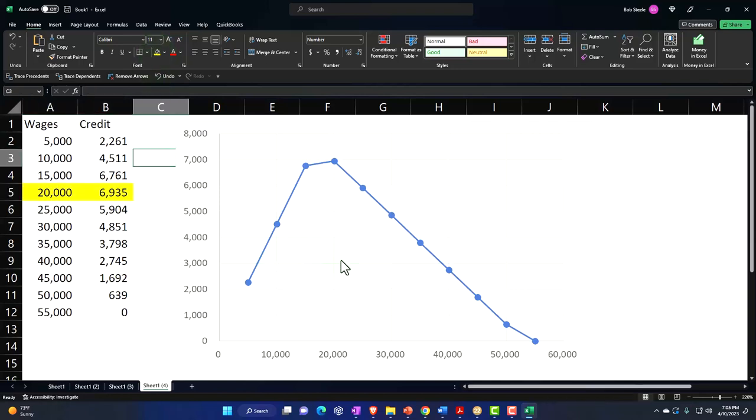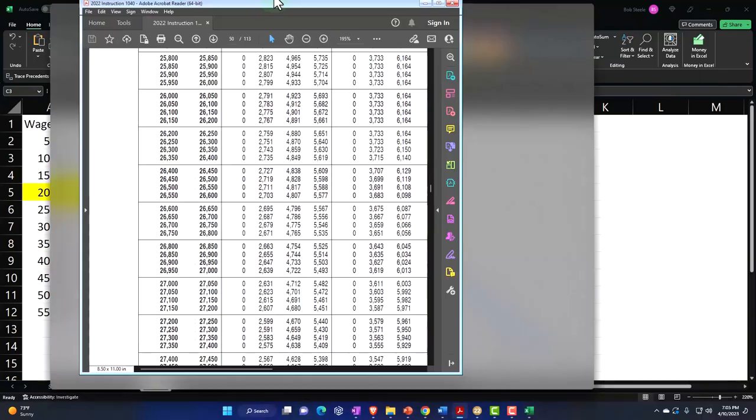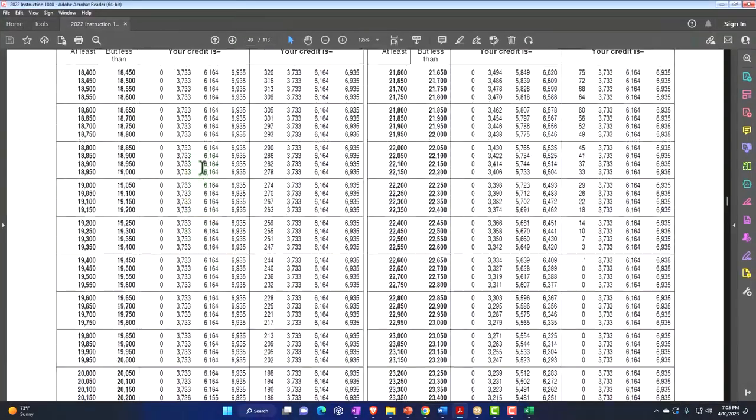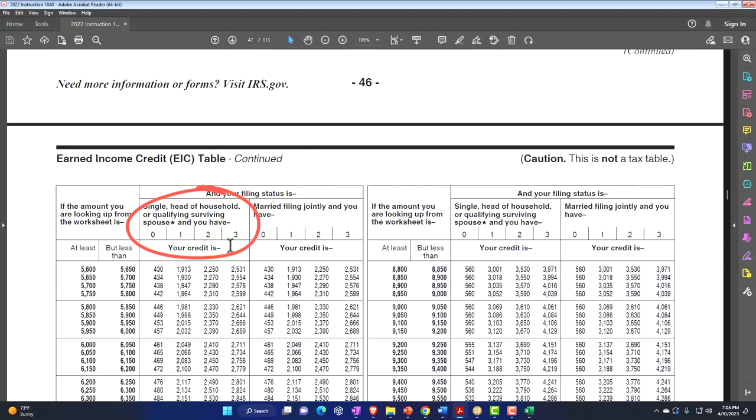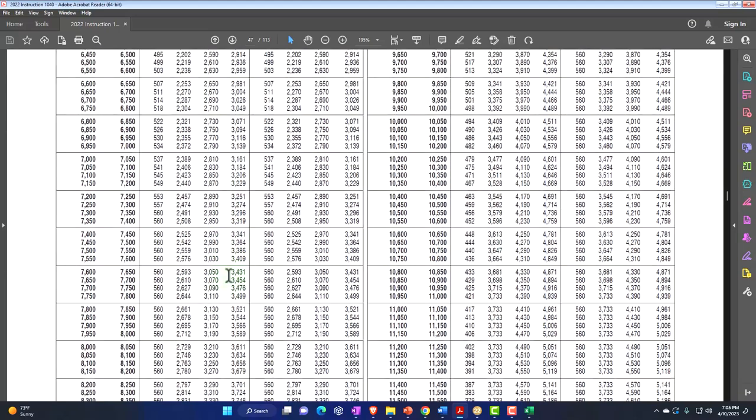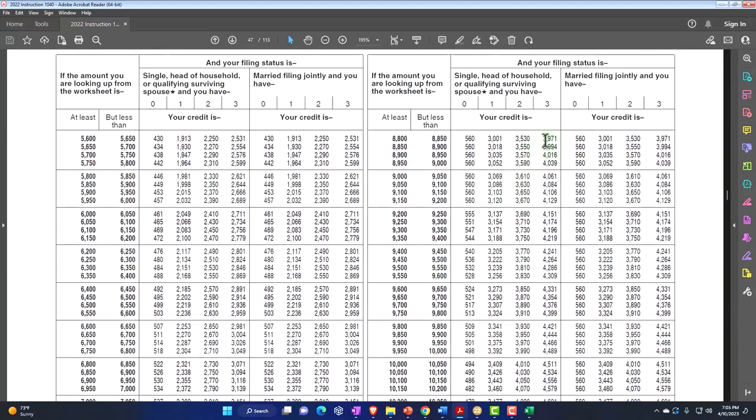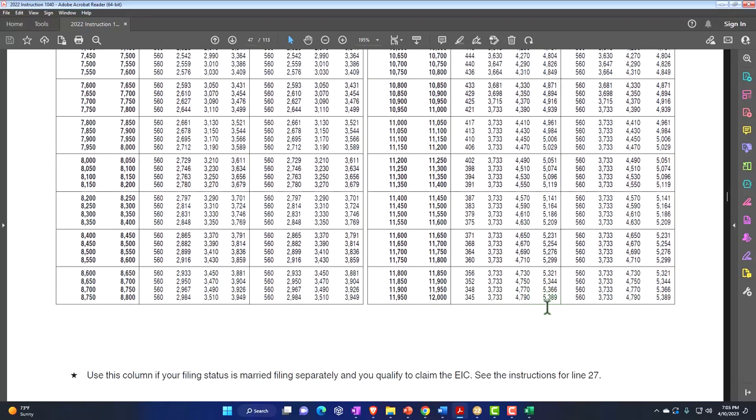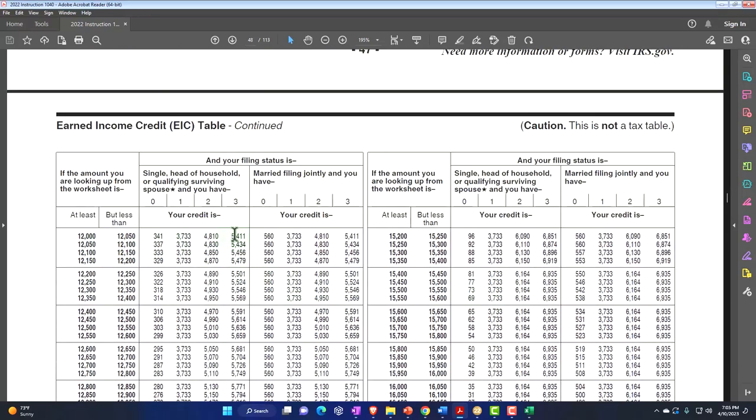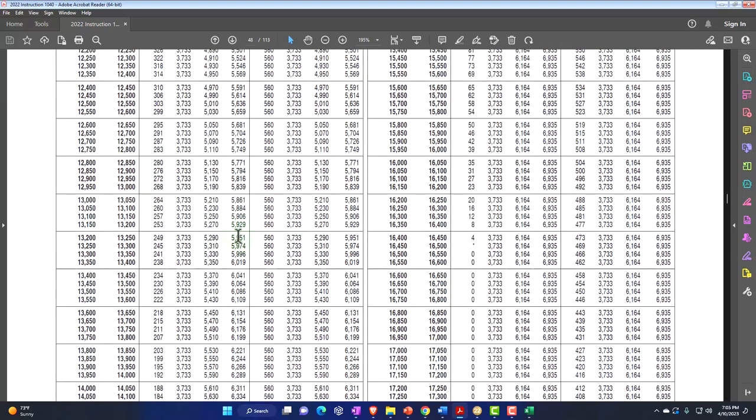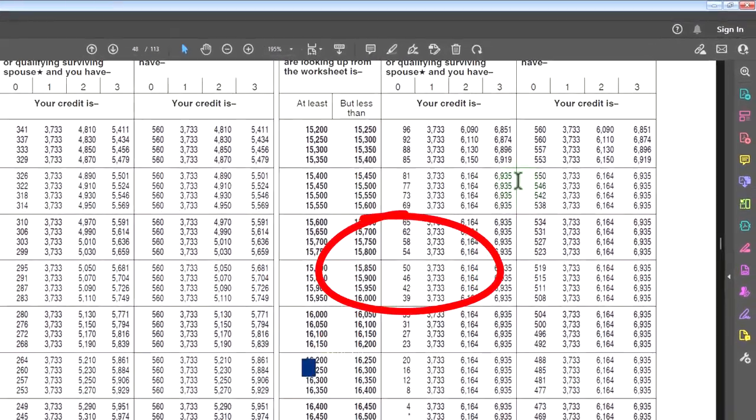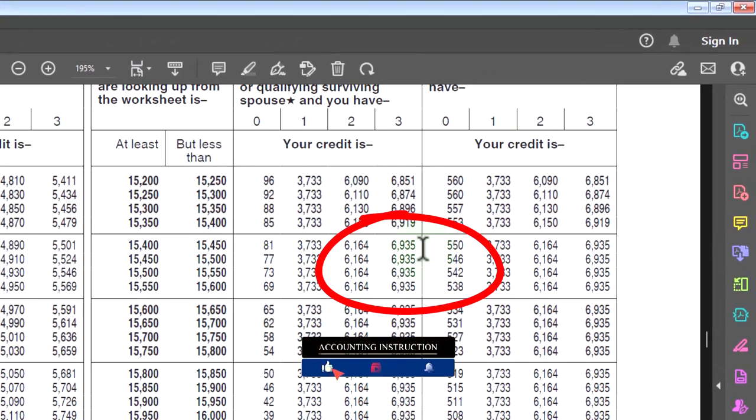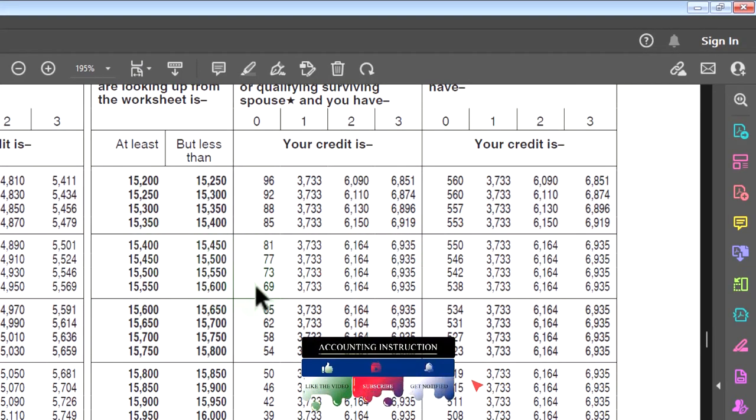And so then I can compare that to what's on our 1040 instructions. Similar process, except the instructions have a lot more plot points, right? So if we had three or more over here, then as our income goes up, the amount of the credit goes up. Over 12,000 of income, it's still going up, and then it caps out at 6,935, which is around the 15,400.